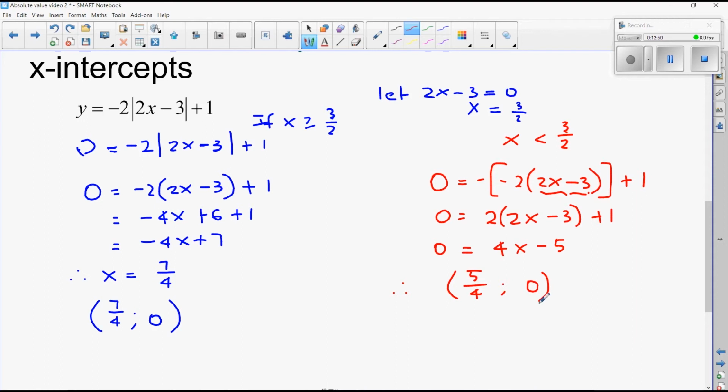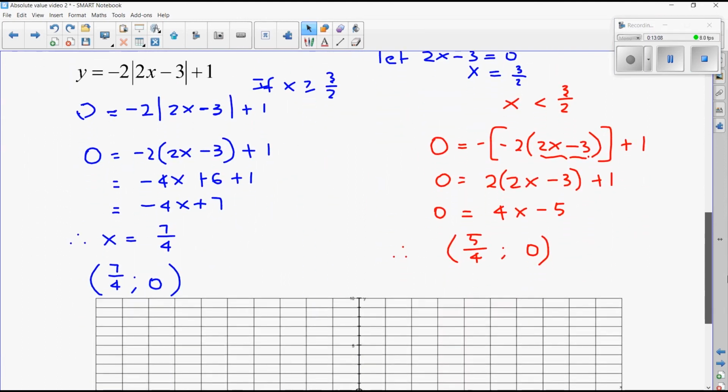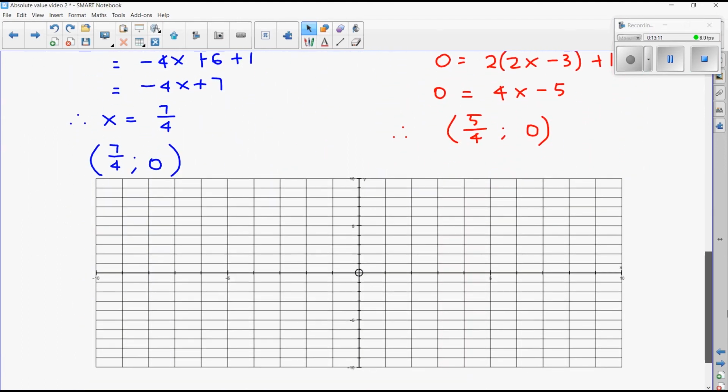Let's plot these points on the Cartesian plane. I have just scrolled up to remind ourselves of the points that we've plotted. Remember, we have the salient point at x equals 3 over 2 and 1. We have a y-intercept at x equals 0 and negative 5. Then we have our two x-intercepts at 7 over 4 and 0, and 5 over 4 and 0. The first point that I'm going to plot is the salient point once again. Remember, the salient point x was 1.5 and y was 1. So that is my salient point there. I'm going to just write it down: 3 over 2 and 1.